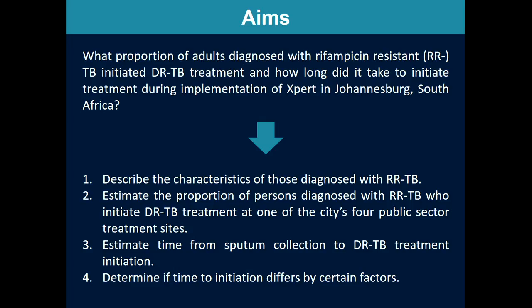So the aim of our study was to determine the proportion of patients diagnosed with RIF-resistant TB who initiate drug-resistant TB treatment, and how long it takes them to initiate treatment during different phases of implementation of Xpert in Johannesburg, South Africa. More specifically, we aim to describe the characteristics of patients diagnosed with RIF-resistant TB, estimate the proportion diagnosed with RIF-resistant TB who then initiate at one of the city's 4 public sector treatment sites, estimate the time from sputum collection to treatment initiation, and to see if that differed by any factors.